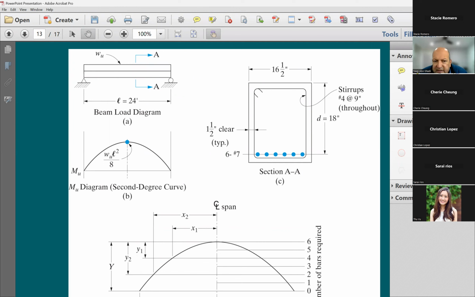The length from here to there is going to be 12 feet, one half of it.